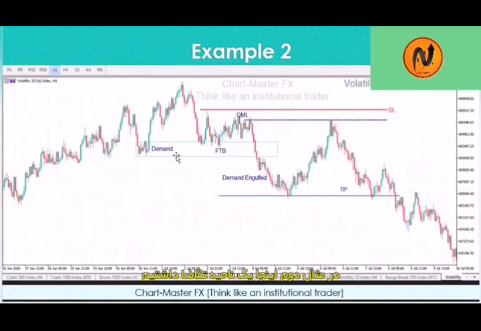As you can see, we have demand, and on this demand there was a first time back, and once we have a first time back, you'll be ticking your boxes. Once you see that the demand is there, you tick your box. Once you see that there's an FTB, you tick your box, and there's a Quasimodo level somewhere, then you tick your box. Then you wait for the price to come to that Quasimodo level. Then you can place it.